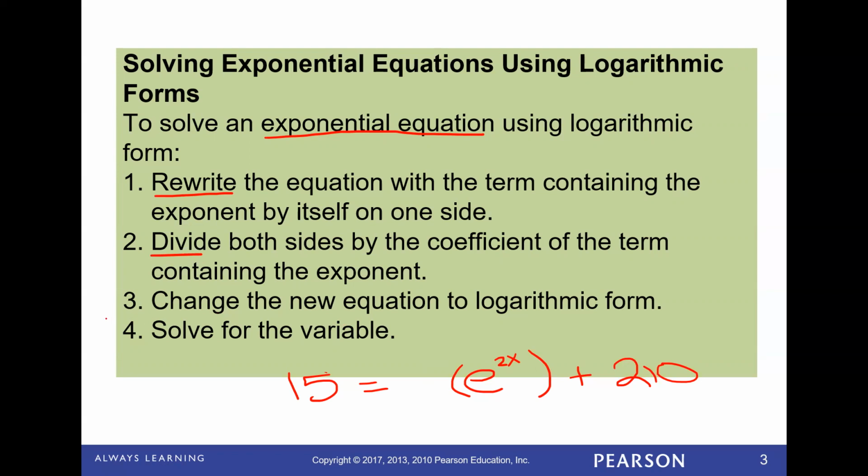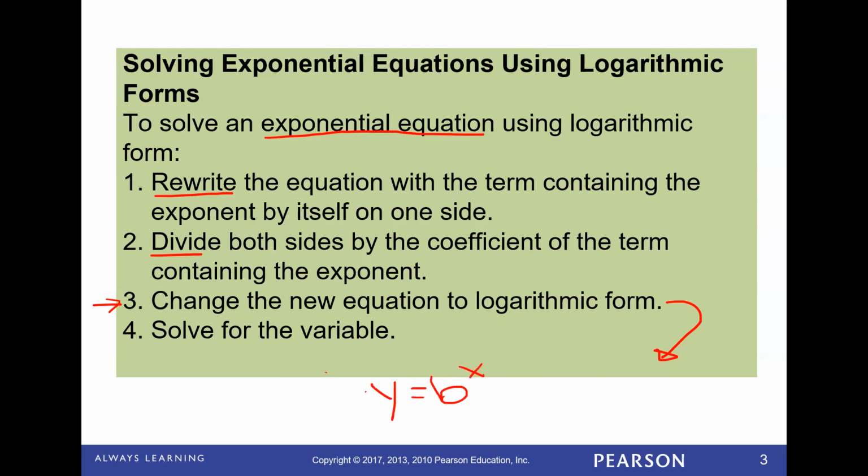And then step 3 is actually where the big amount of work comes from. Step 3 says change the new equation to a logarithmic. Now, this is where you're going to have to keep in mind what we learned in previous sections, going from something that is an exponent into a logarithmic. So it now becomes log base b of y equals x. Once you've changed it into logarithmic form, now we can actually solve for whatever that variable might be.